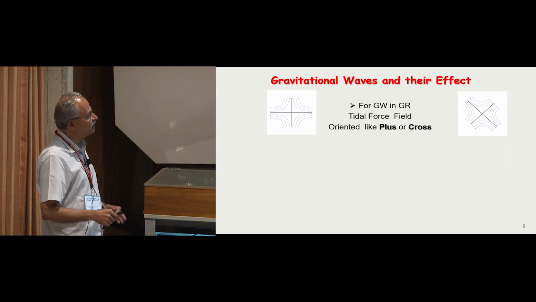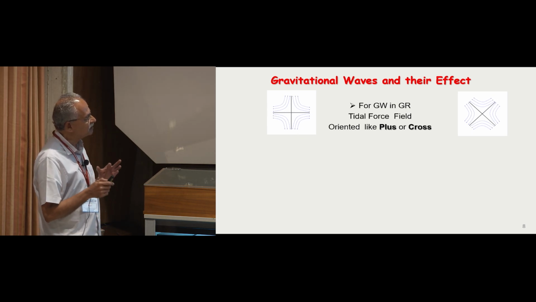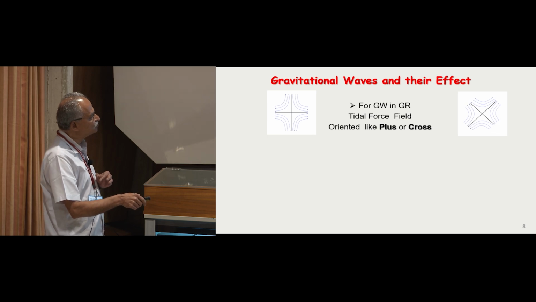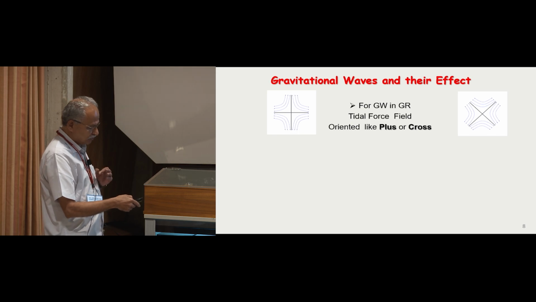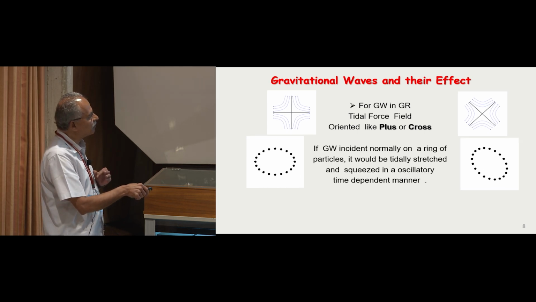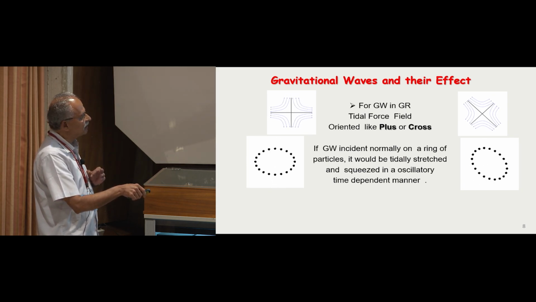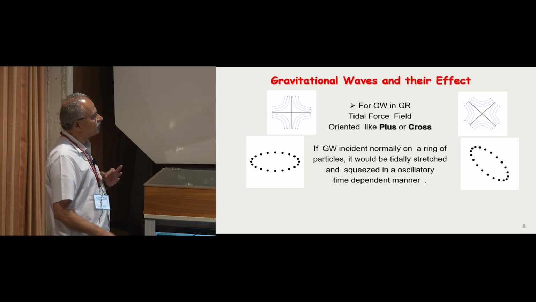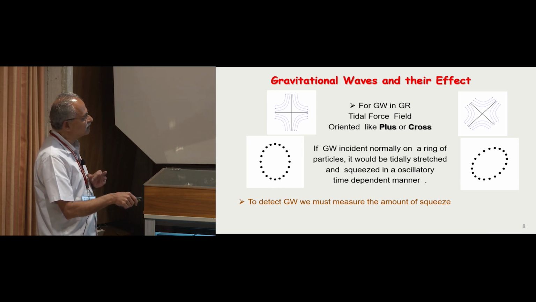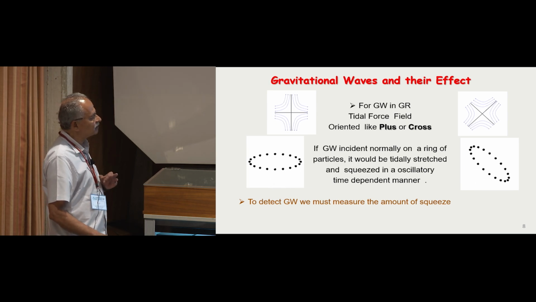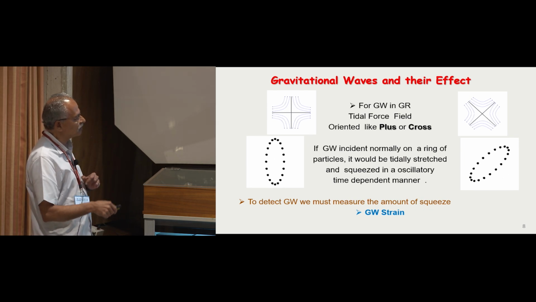Now, if you examine the equations for gravitational waves in the general theory of relativity, a specific theory, then you find that the tidal force field is either oriented like a plus or like a cross. So, if this falls on a ring of particles, then the ring of particles would be tidally stretched and squeezed in an oscillatory, time-dependent manner. Therefore, if you want to detect gravitational waves, you should be able to measure the amount of squeeze which this system undergoes. And therefore, to quantify it, we define the notion of what we call gravitational wave strain.